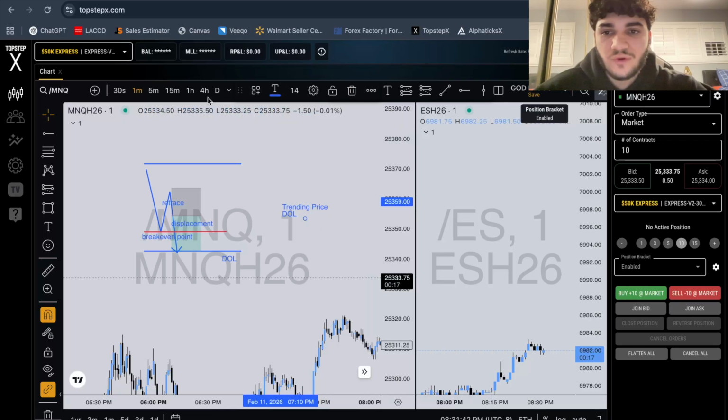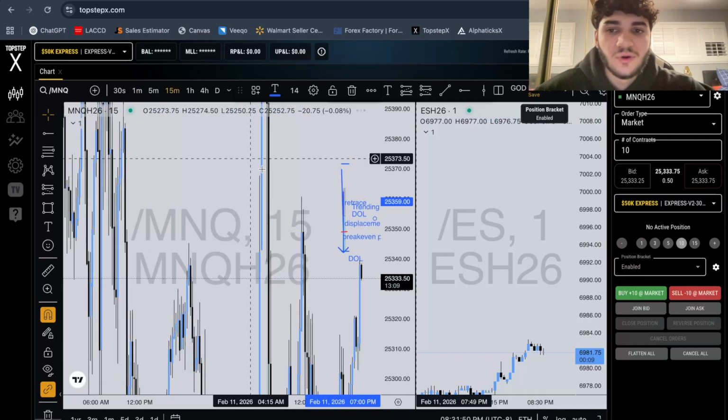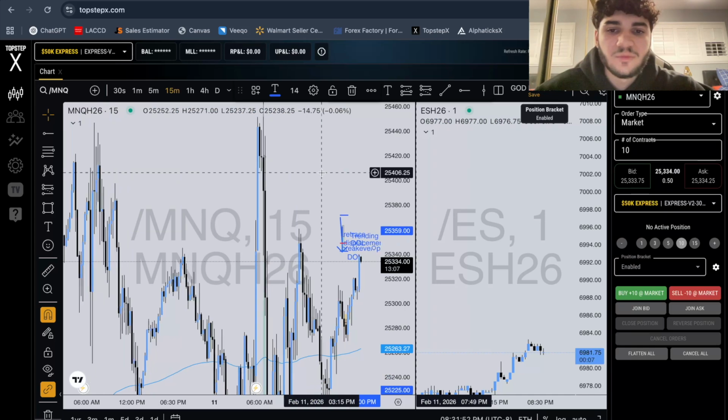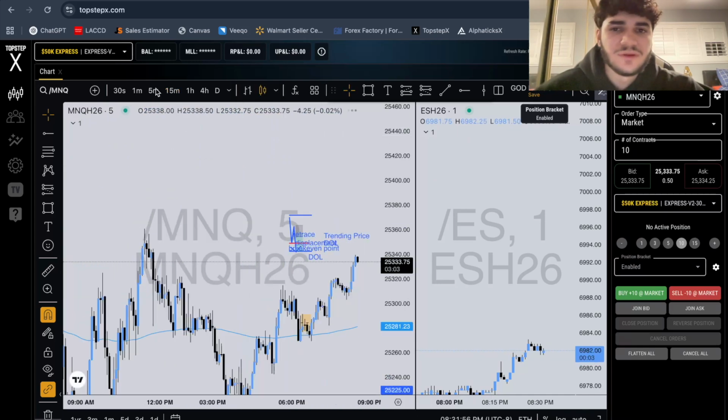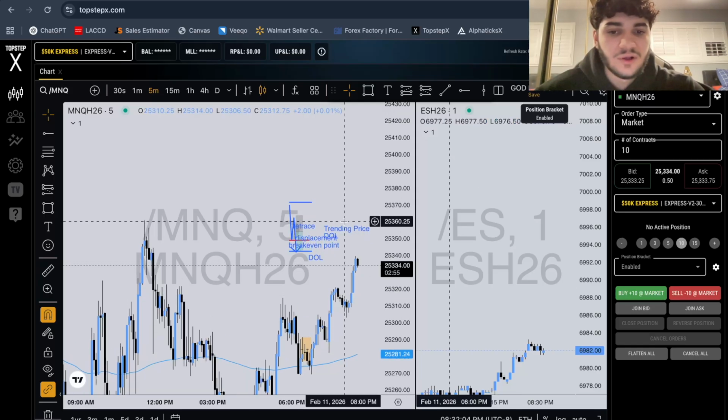So 1 hour and 4 hours are for strong draws on liquidity. 4 hours is for where you're going to see markets going. 1 hour is where you're going to mark your actual draws on liquidity. Then you're going to go back into the 15 minute. 15 minute is going to help you find some higher time frame fair value gaps. So obviously if there's a 15-minute bearish fair value gap, that's going to really help you out if you're on the 1 minute chart and it retraces into the 15 minute and gets nice displacement out of it. That will help you out a lot.